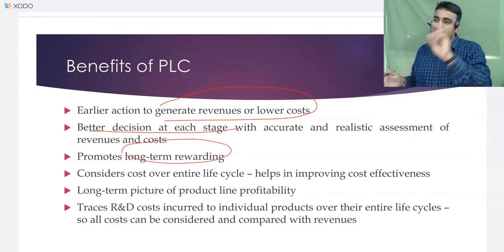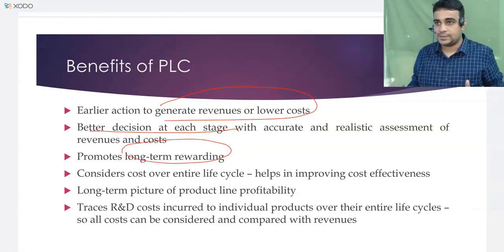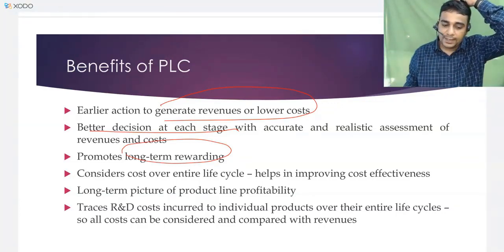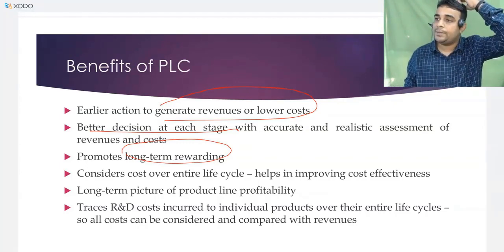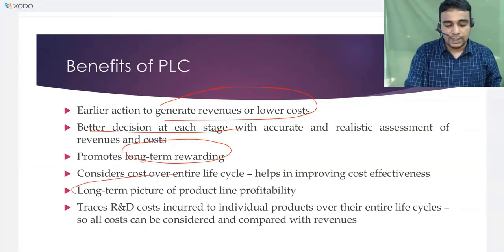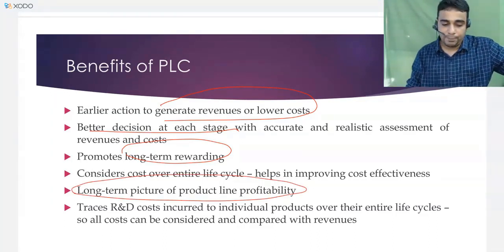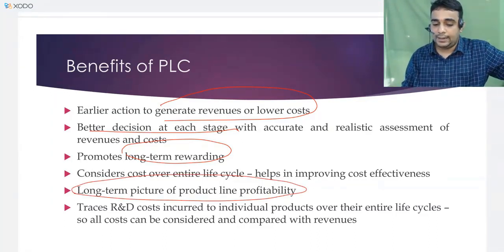Because what will happen most of the times, the first stage is going to be loss making. So if you go by the first stage and decide the product is not to be introduced, you will end up taking a wrong decision. Long-term picture of your product line profitability. Considers cost over the entire life cycle.